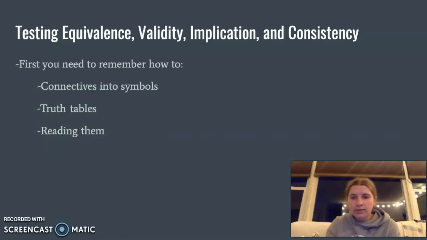Lecture 3 is about testing equivalence, validity, implication, and consistency. Before we get into all of that, I would like to remind everyone what connectives are, basically, and how they can be demonstrated in symbol form, how to create truth tables, how these connectives influence truth tables, and how to read truth tables. And then I will go over an example and clarify how to test equivalence, validity, implication, and consistency.